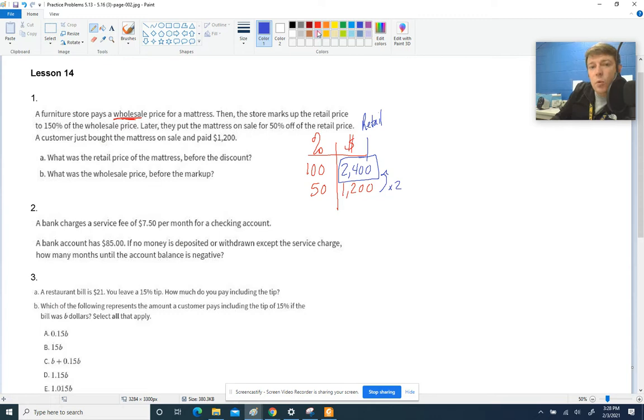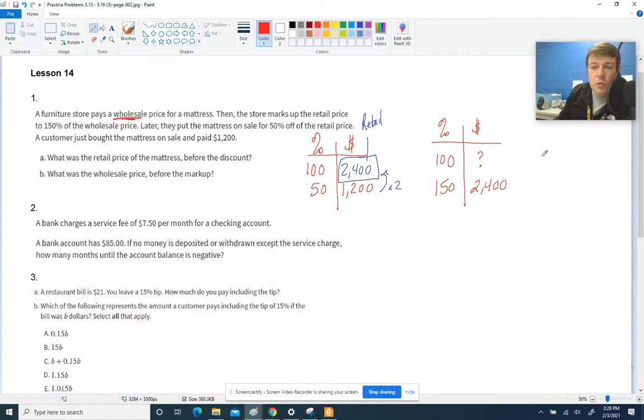But we got to do one more table setup to find out what the wholesale was because there was another change that happened before. And that change was another percent-dollar change, but this time 100% was the wholesale, which we don't know. So this is our question mark. And the store had marked up the retail price to 150% of the wholesale. So the retail was 150%. Now we know the retail was 2,400, so we can plug that in. And we got to find this question mark. What was it before?